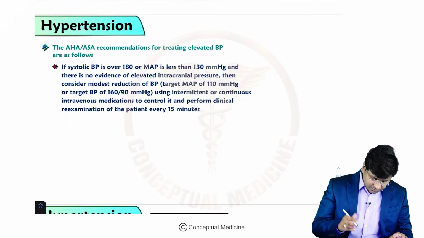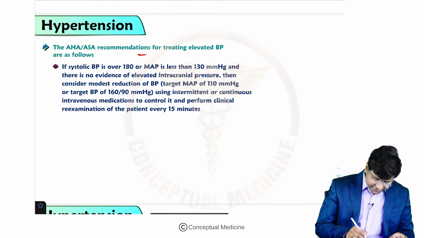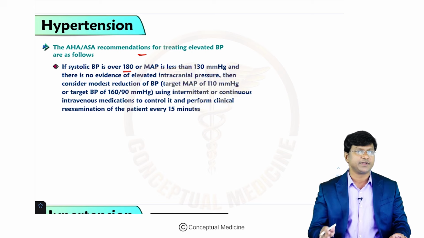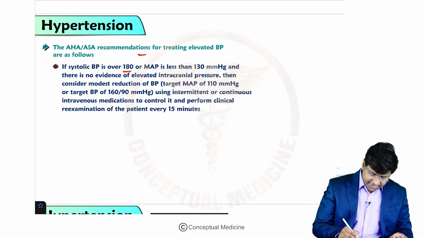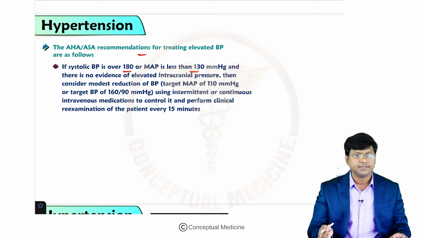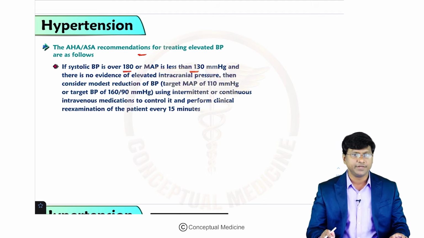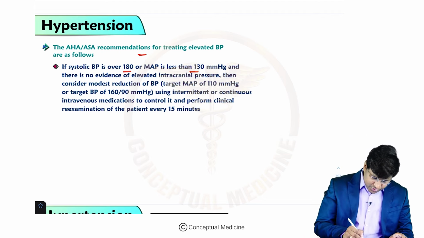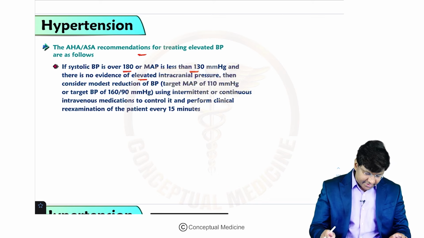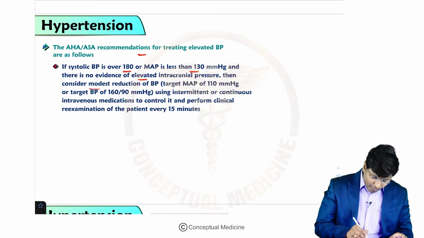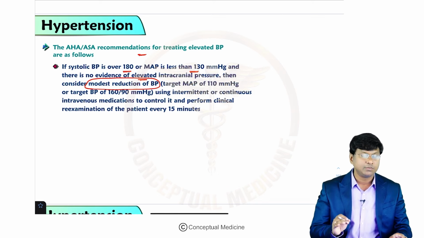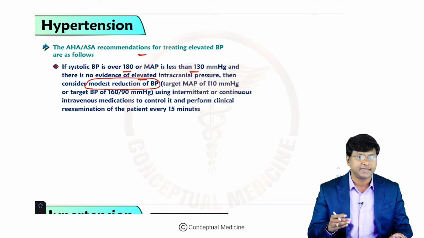Next, you see the other guidelines. If the systolic blood pressure is over 180 or mean arterial pressure is less than 130 millimeters of mercury, and if there is no evidence of elevated intracranial pressure, then consider modest reduction of the blood pressure. And how much should be the target MAP and target blood pressure?